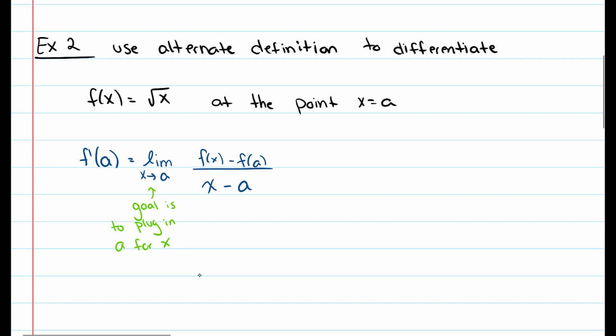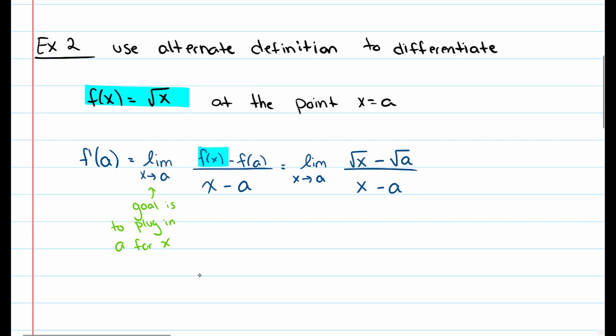But right now, if we were to do that, you would get f of a minus f of a, which would be 0, and you would get a minus a in the denominator, which would also be 0. And so you get 0 over 0, which doesn't tell us anything. So we're going to rewrite this as the limit as x approaches a, and f of x is the square root of x, and f of a is plugging in a for x, so it would be the square root of a, all divided by x minus a. And again, plugging in a, I would still get 0 over 0.